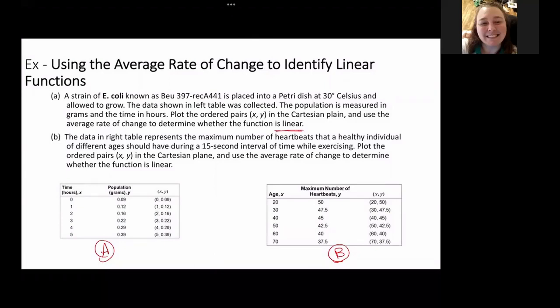Okay? Remember, we know it's linear because the slope does not change, it is constant. Then for B, the data in the right table represents the maximum number of heartbeats that a healthy individual of different ages should have during a 15-second interval of time while exercising. Plot the ordered pairs (x, y) in the Cartesian plane and use the average rate of change to determine whether the function is linear. So for both of these, the main idea is to find the slope of the line, determine whether it's linear by using that average rate of change.